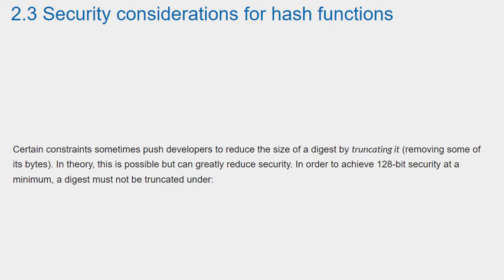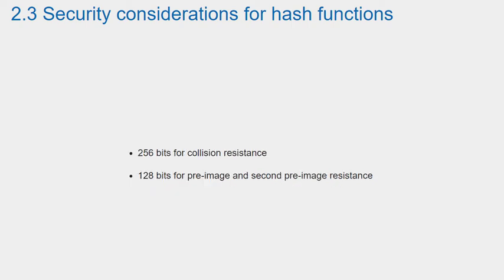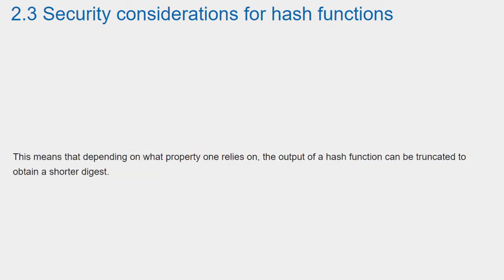Certain constraints sometimes push developers to reduce the size of a digest by truncating it, removing some of its bytes. In theory, this is possible but can greatly reduce security. In order to achieve 128-bit security at a minimum, a digest must not be truncated under 256 bits for collision resistance, 128 bits for preimage and second preimage resistance. This means that depending on what property one relies on, the output of a hash function can be truncated to obtain a shorter digest.